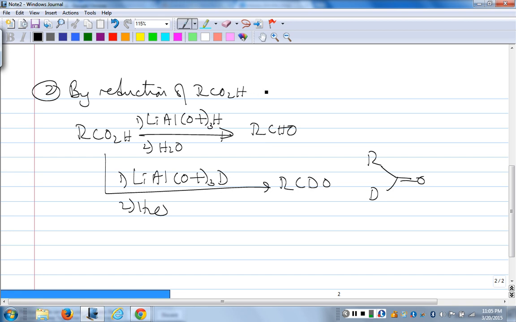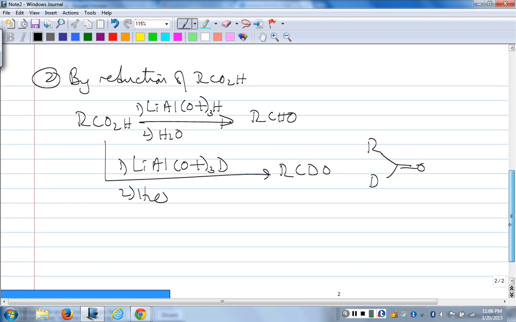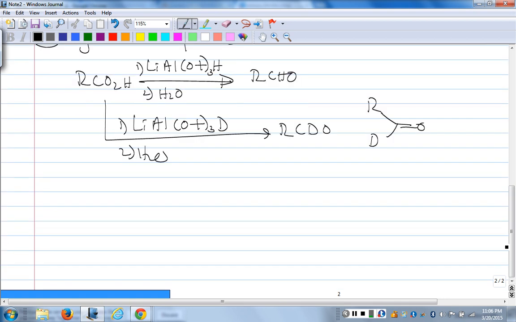I would not use LAH because that would reduce the carboxylic acid all the way down to the alcohol. Sodium borohydride has no action on carboxylic acids. When we get to esters and other carboxylic acid derivatives, there are some other reductants that we look at, but for now we just keep it to these. I could also prepare these compounds by hydrolysis.